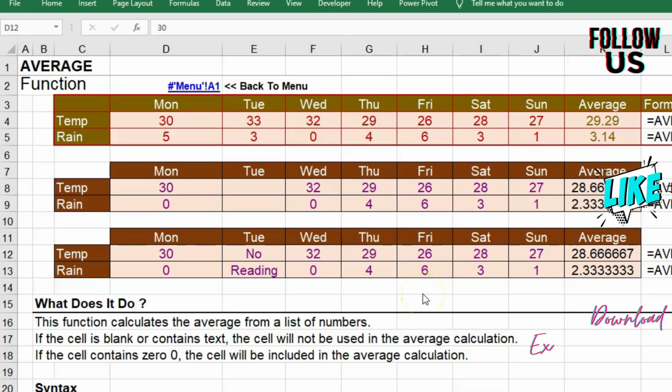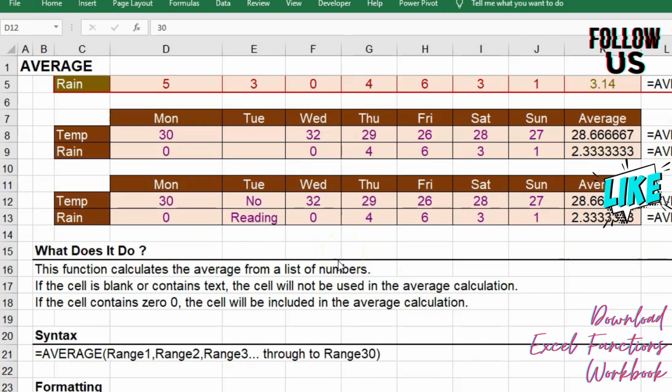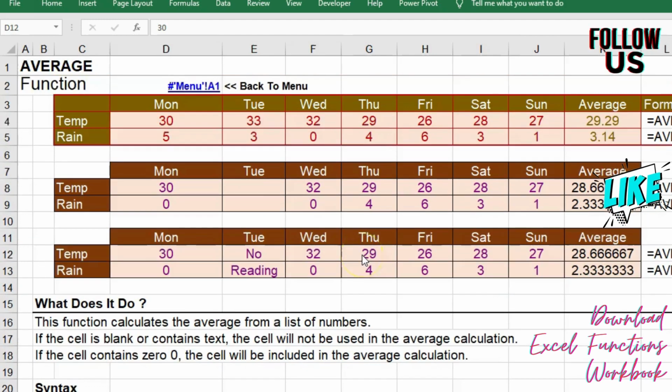The average function. Average, which is also referred to as the arithmetic mean, is calculated by adding a group of numbers and then dividing by the count of those numbers. It is a measure of central tendency, which is the location of the center of a group of numbers in a statistical distribution.